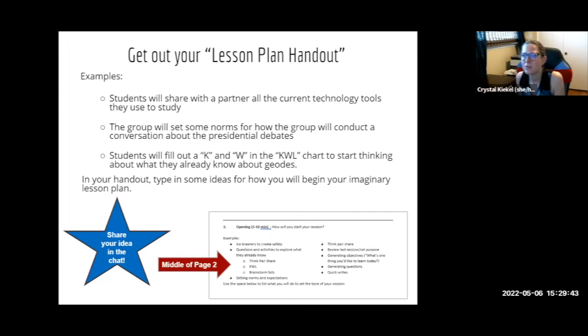Or maybe you want to start with the group setting some norms for how the workshop will conduct the conversation about the presidential debates, right? Those can get kind of hairy. So maybe we want to start by setting some norms for behaviors. Or maybe we use the KWL. So we start with the K and the W to help students surface what they already know about geodes.